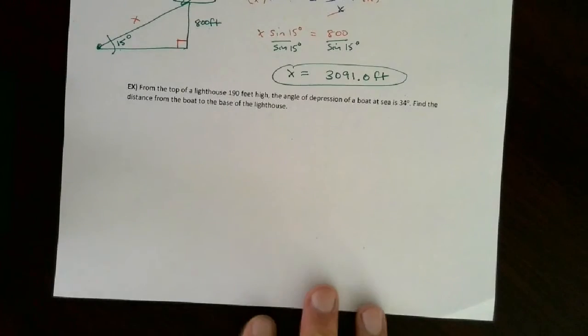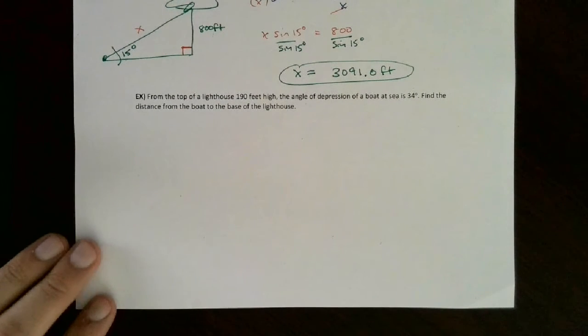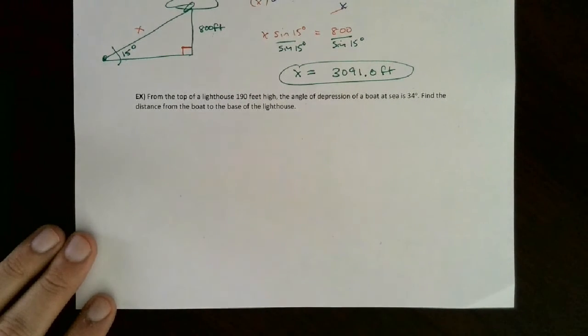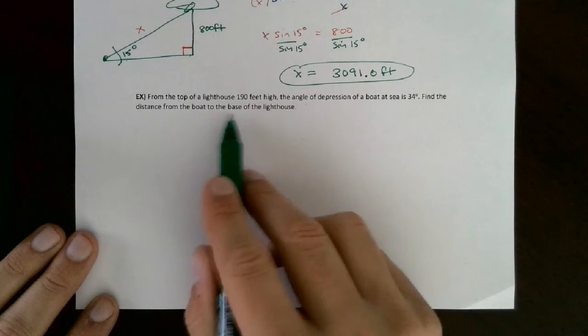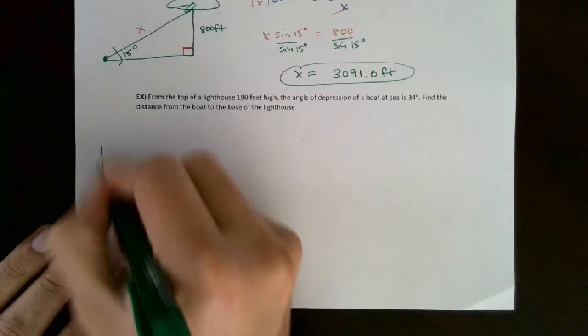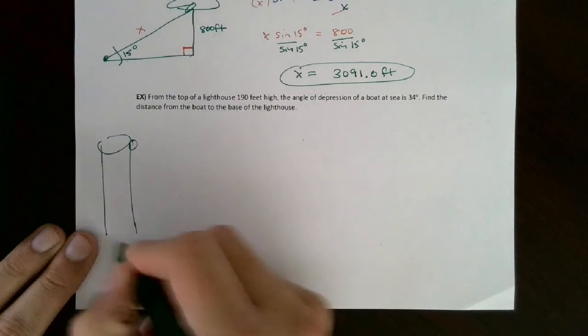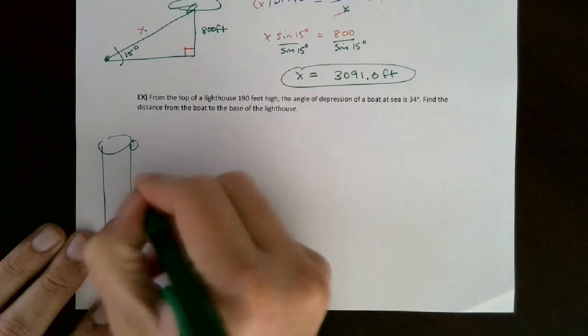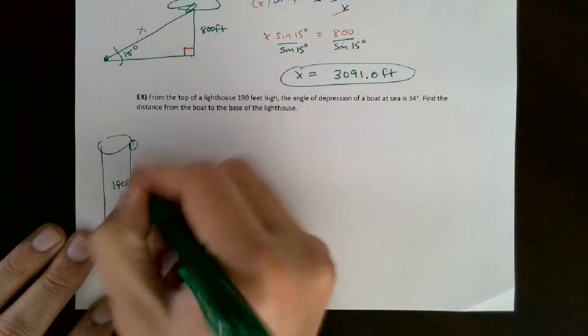Last example here. This is from the top of a lighthouse 190 feet high. The angle of depression of a boat at sea is 34 degrees. Find the distance from the boat to the base of the lighthouse. So let's draw it. So here's a lighthouse here, and they tell us it's 190 feet high. So I know this is 190 feet up and down.